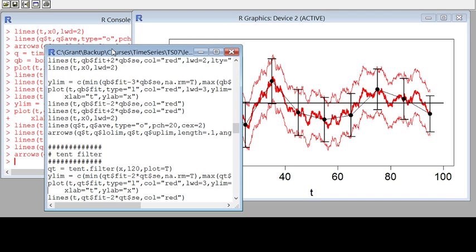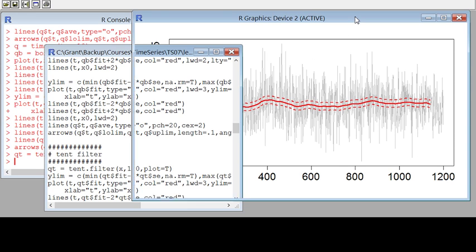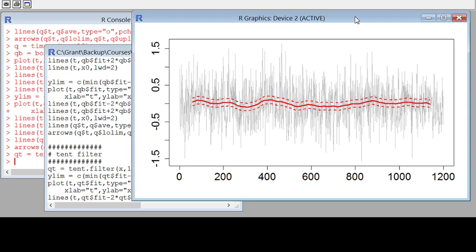Well, the boxcar filter isn't the only filter we had. Let's compute a tent filter. Now we get a very similar curve, only it's quite a bit smoother. It still wiggles around, and it wiggles around about the same total amount, but it's not jerky. It's smoother on a short time scale.